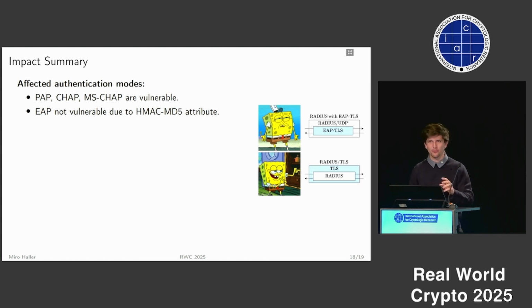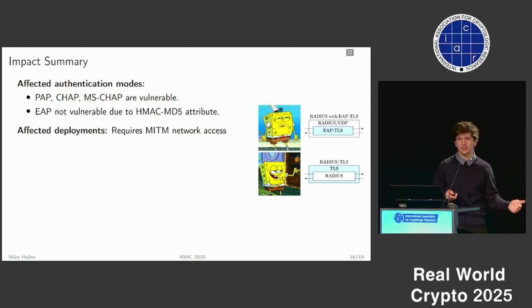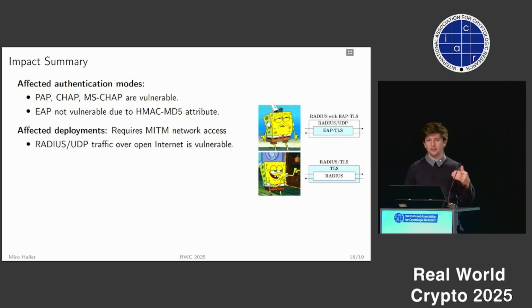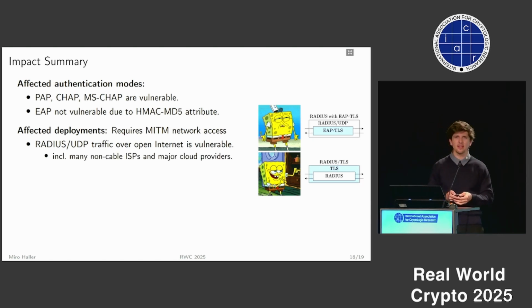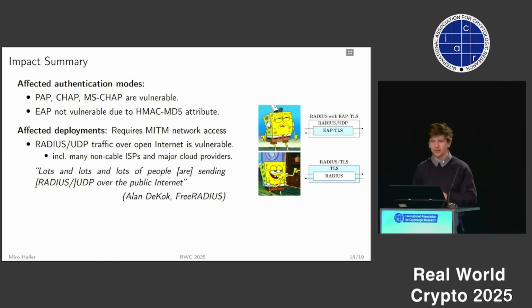And so this is not to be confused with the correct way of doing this, which is nesting RADIUS inside a secure TLS channel. That's called RADIUS over TLS. Our attack also requires machine-in-the-middle network access. And so that means if your deployment sends RADIUS traffic over UDP over the public internet, then you're definitely vulnerable. Now, you might think that no one is doing this, but it turns out that surprisingly many organizations are doing this, including most non-cable ISPs, as well as major cloud providers. Or to put it into the words of the FreeRADIUS maintainer, Alan DeKok, lots and lots and lots of people are sending RADIUS over UDP traffic over the public internet.